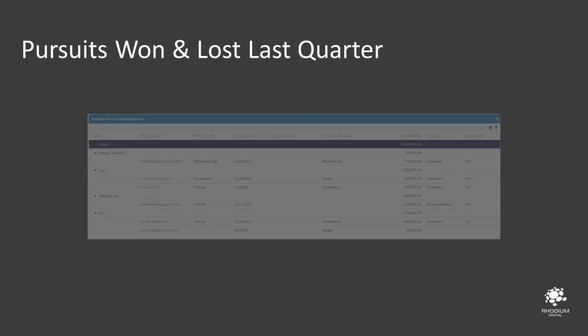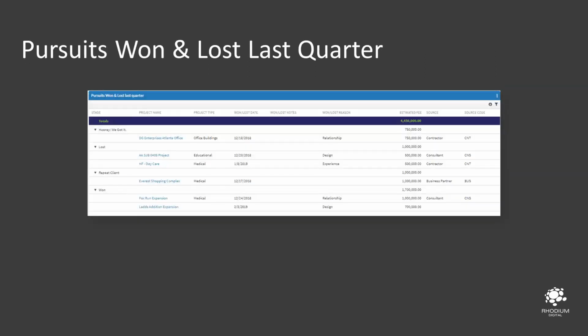And so we can look at this in a tabular perspective by quarter. And again, this is broken down by stage. The top one being, it literally says, hooray, we got it, we won, we lost some. There might also be differentiation for repeat clients, clients with whom we do business on multiple projects and so forth.